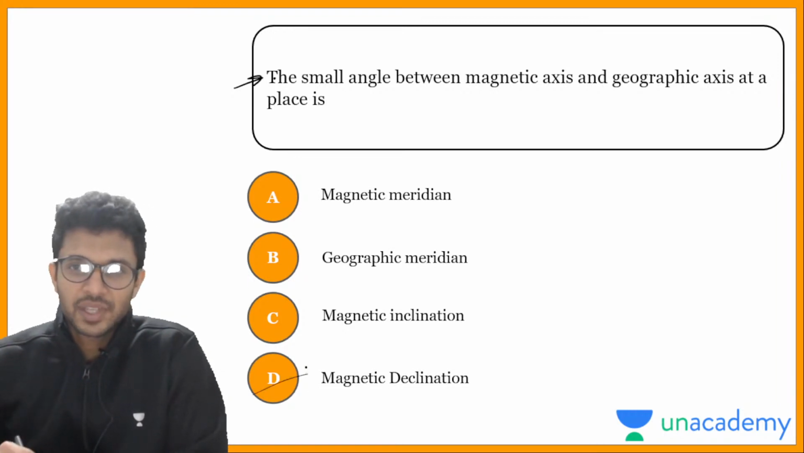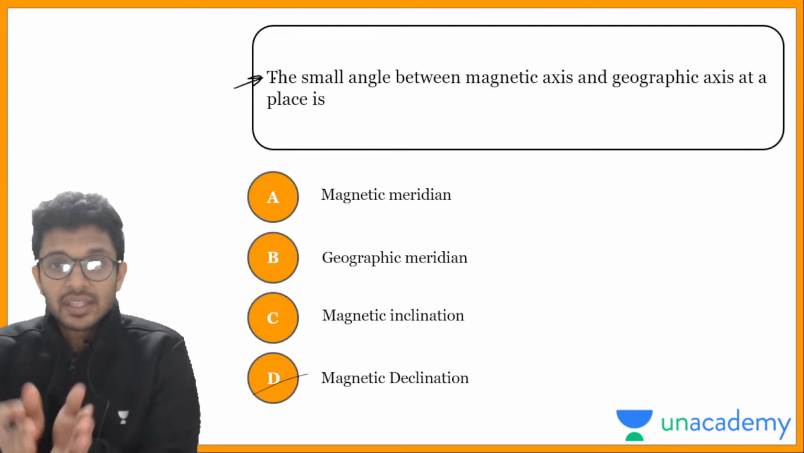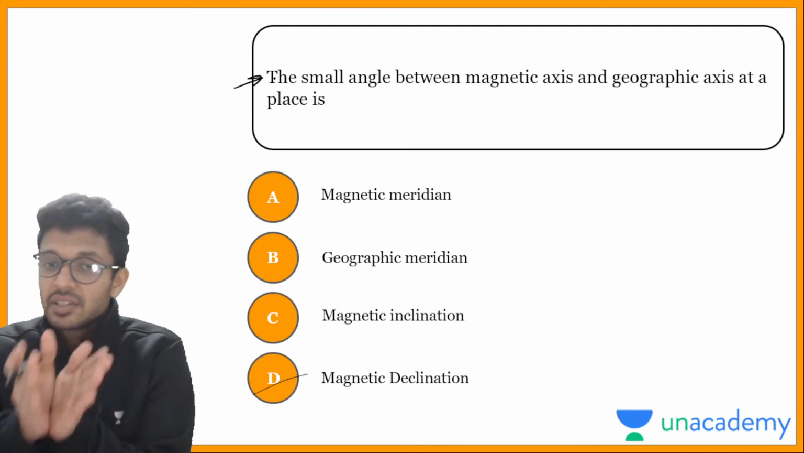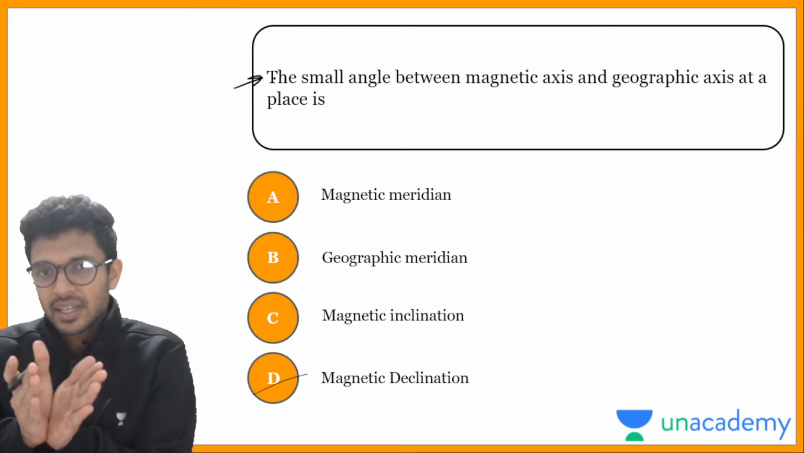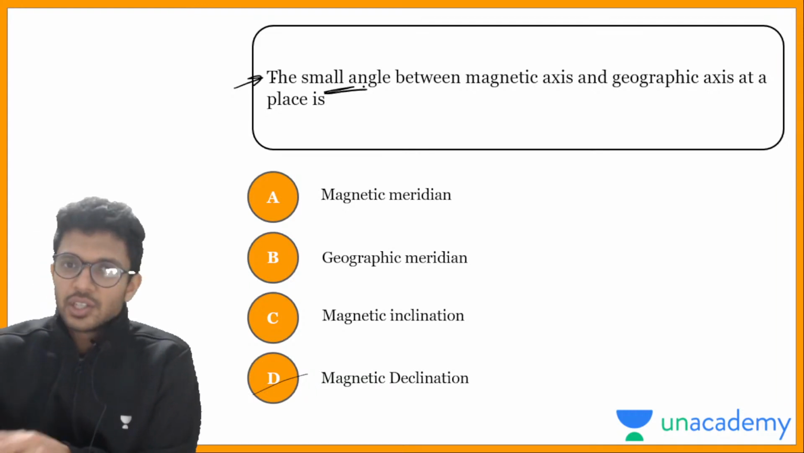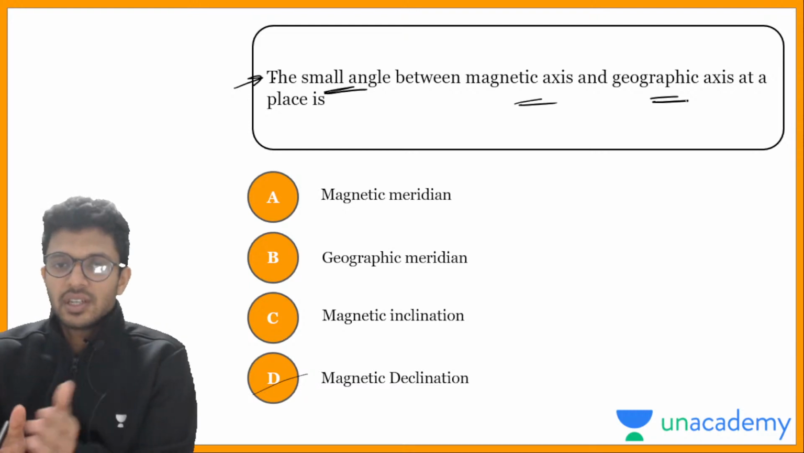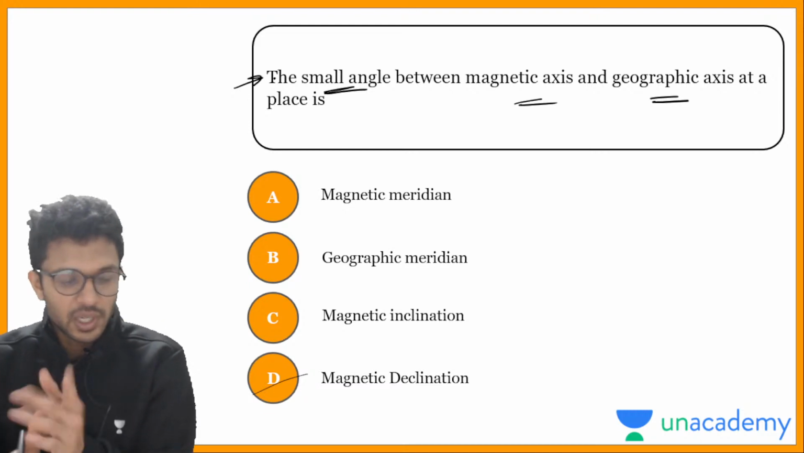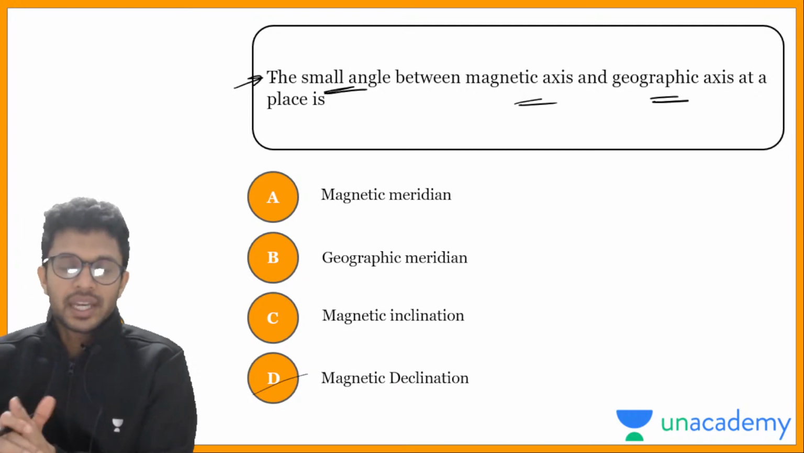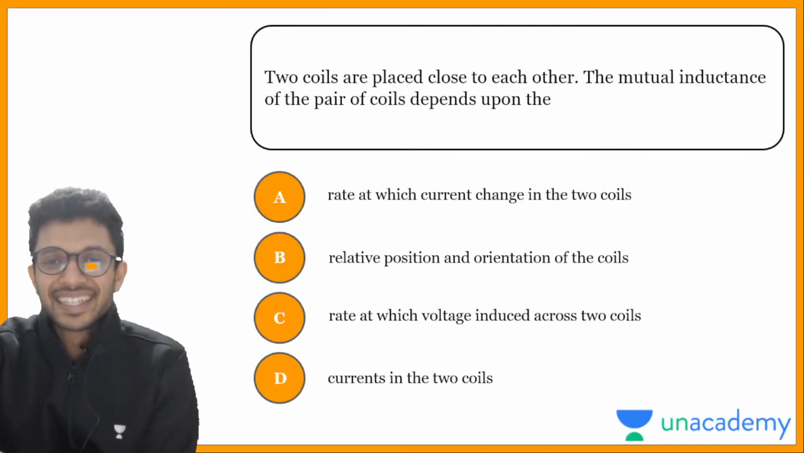It's option D. Actually, the correct definition is that the angle formed between the magnetic meridian and the geographic meridian is the magnetic declination. So here, as an approximation we are using, even for the angle between the magnetic axis and the geographic axis, we can go with the name magnetic declination. Okay, correct? Fine. So we can have option D. There is nothing to explain there. That's a fact.